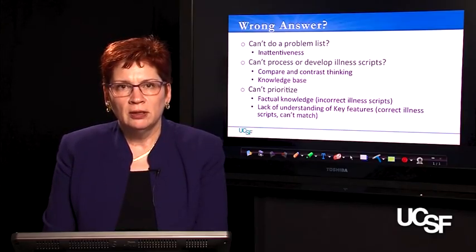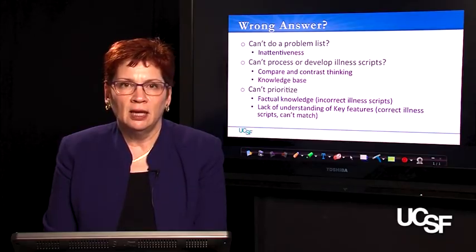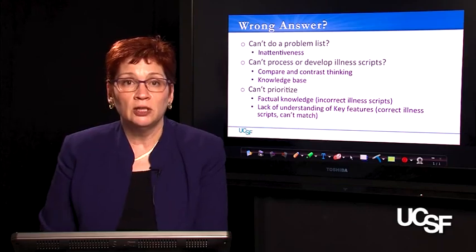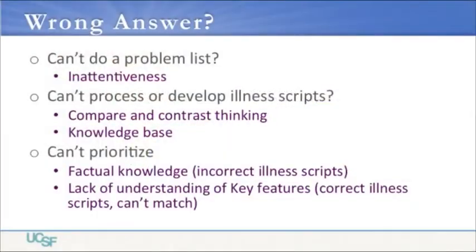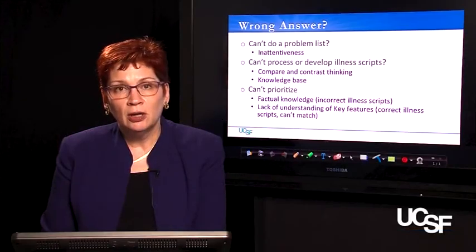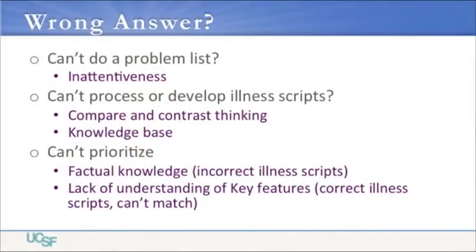So what if you're working with a particular individual, they give a presentation, and you ask them to engage in this clinical problem-solving activity, and they give you the wrong answer? Well, first you have to start back with a problem list. Were they able to do a simple problem list? If not, then the problem may in fact just be inattentiveness or memory issues. Those are harder to deal with using our structure, but at least you know what the problem is. If they can't process or develop illness scripts, then that's a perfect time for them to learn about the vertical reading, the Venn diagrams, and the compare and contrast thinking.